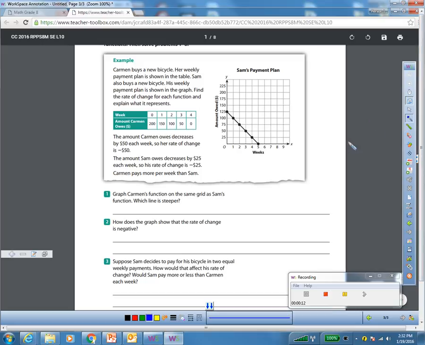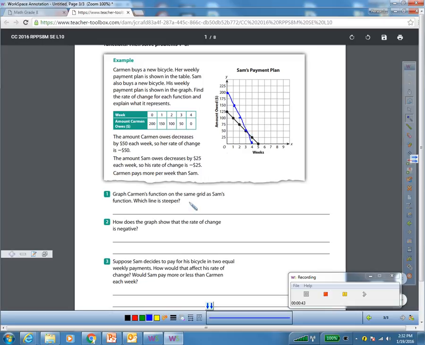And let's see here. Let's go ahead, and it says to graph Carmen's function. So we're dealing with a purchase of a new bicycle, and Carmen's data is right here. So her initial amount would be $200, and then each week it looks like she's paying off $50. So we're going to continue to graph that. And week 4, it's all paid off. So connect that with a nice straight line.